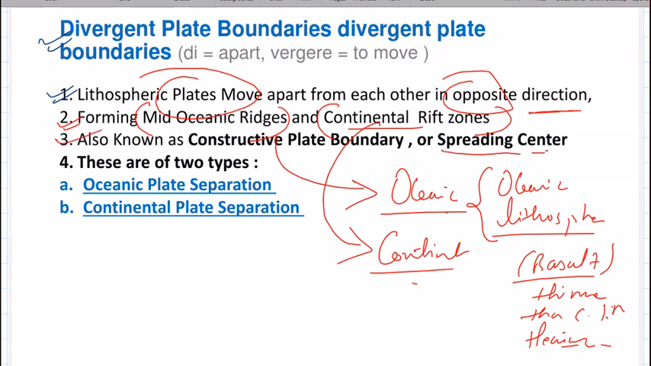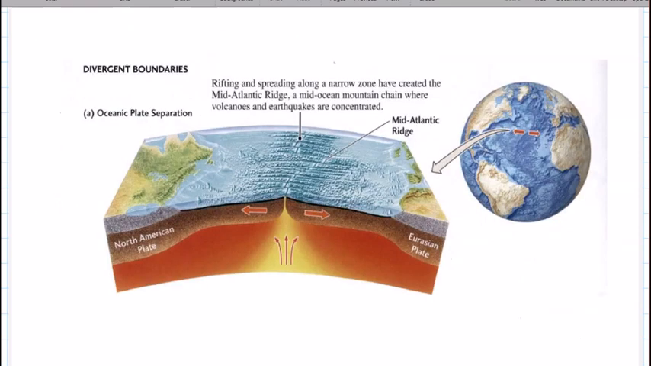Now let's talk about how many types of plate boundaries there are in the divergent plate boundary. So there are two main types: oceanic plate separation and continental plate separation. Oceanic plate separation will form a mid-oceanic ridge. Continental plate separation will form a continental rift zone. So let's look at them one by one through the diagram. Okay, so here is your oceanic plate separation.